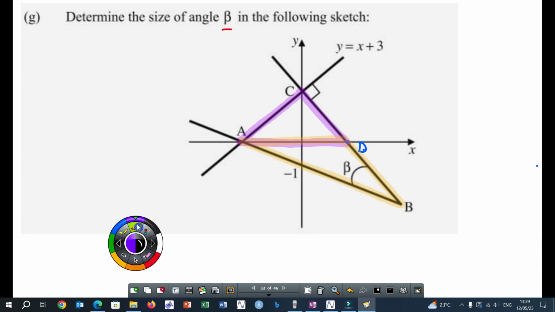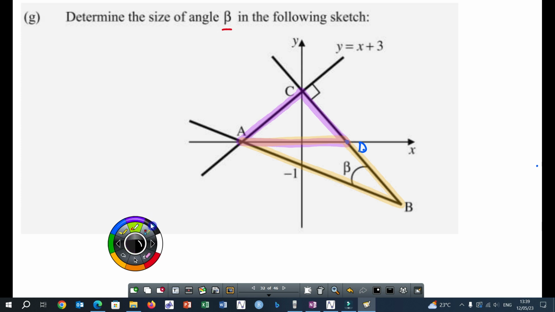First, we are given the equation of line AC, so its gradient is positive 1. If AC is perpendicular to BC, the gradient of BC is going to be -1. Remember, if two lines are perpendicular, if you multiply their gradients, you get -1. Some of you are taught that in grade 10.